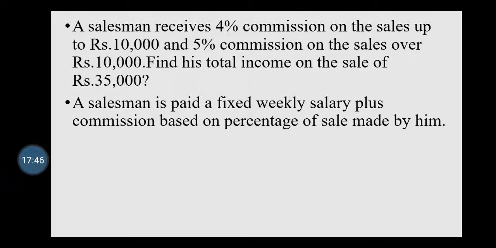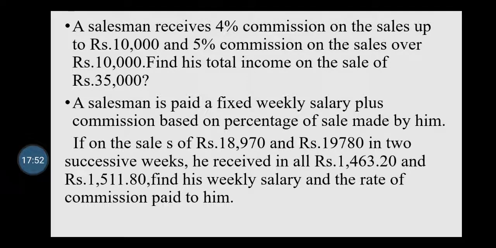The next question, a salesman is paid a fixed weekly salary plus commission based on a percentage of sales made by him. If on the sales of rupees 18,970 and rupees 19,780 in 2 successive weeks, he received in all rupees 1,463.20 and rupees 1,511.80. Find his weekly salary and the rate of commission paid to him.